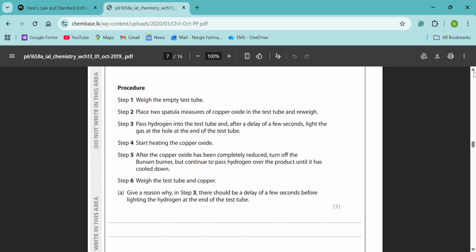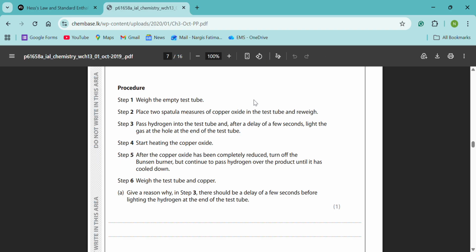Weigh the empty test tube, place 2 spatula measures of copper oxide in a test tube and reweigh. Basically, in this experiment, we are using copper oxide and we will reduce copper oxide into copper by using hydrogen. So the hydrogen gas is passed into the test tube, and after a delay of a few seconds, light the gas at the hole at the end of the test tube. Start heating the copper oxide. After the copper oxide has completely been reduced, turn off the Bunsen burner but continue to pass hydrogen over the product until it has cooled. Weigh the test tube and copper.